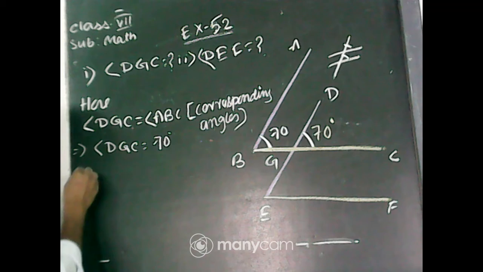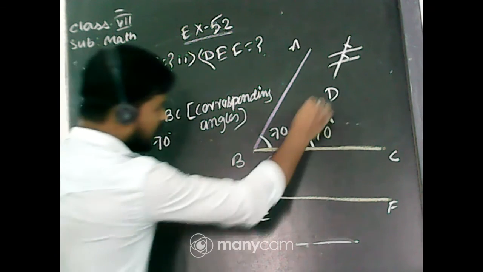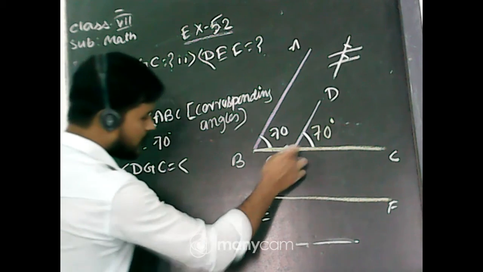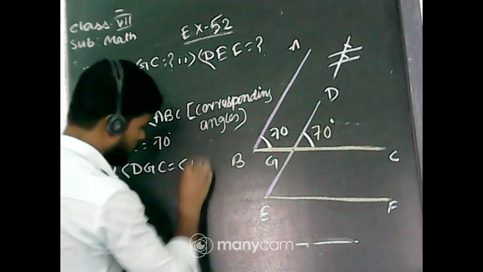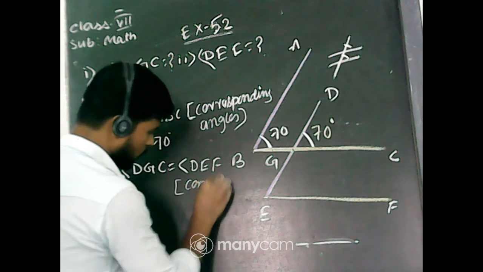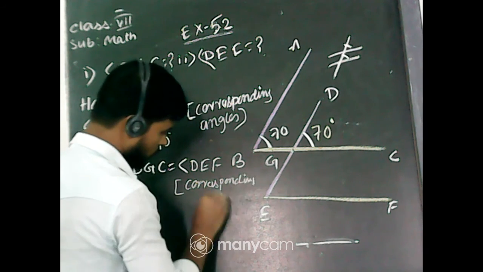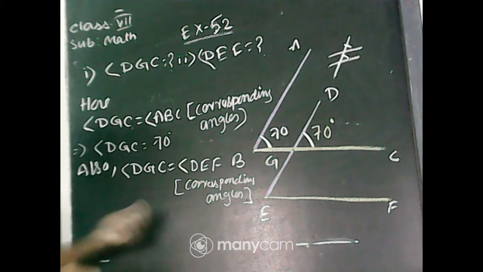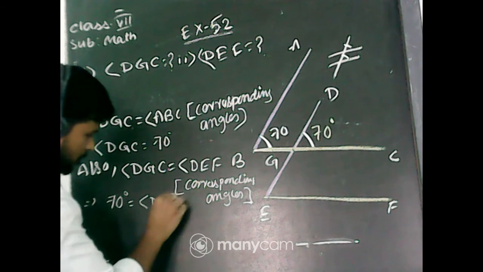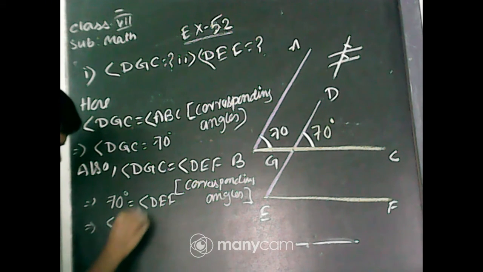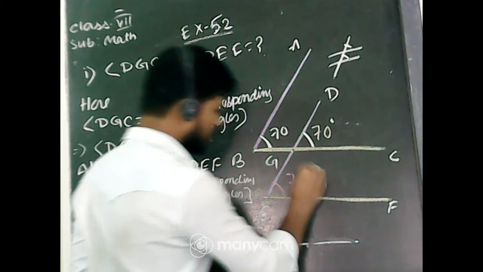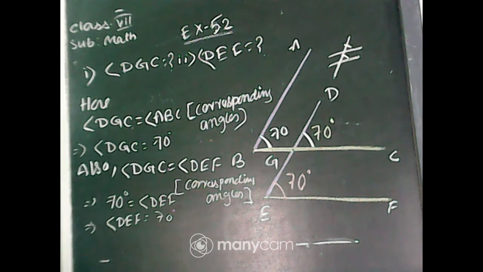So in the second question also, angle DGC is equal to angle GCE or GCF, or you can say DEF, because they are the same angle. The reason is the same, because they are corresponding angles. Okay, now put the value. The value of DGC is 70 degrees, which is equal to angle DEF. That means the value of angle DEF is 70 degrees. Now this angle is also 70 degrees. So both the angles are of the same measurement.